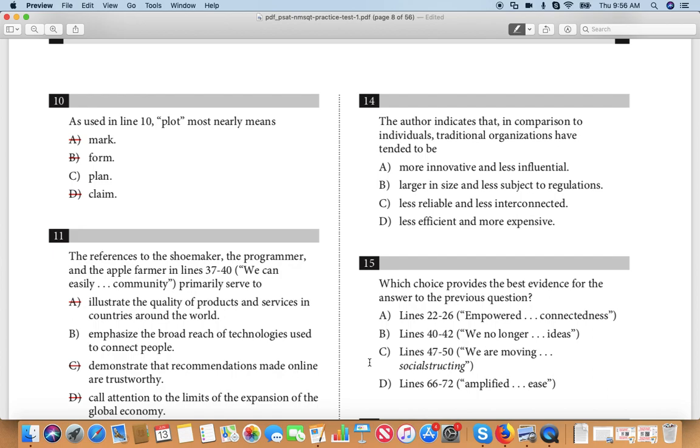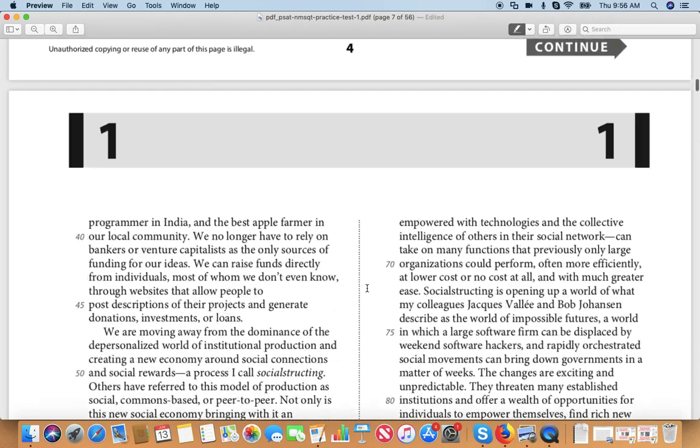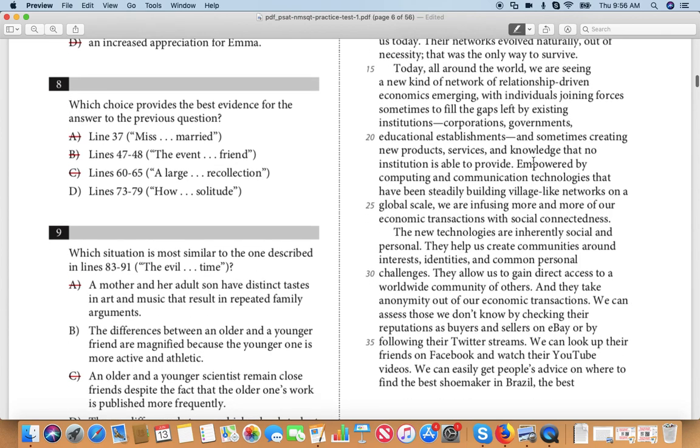All right, so if we read those lines, we'll look for some comparison between individuals and traditional organizations, and see if we can find some comparison and talk about how they compare. So let's do that. We'll read lines 22 through 26 and look for a comparison between individuals and traditional organizations. Go ahead and read that for me. Begin with "empowered," please.